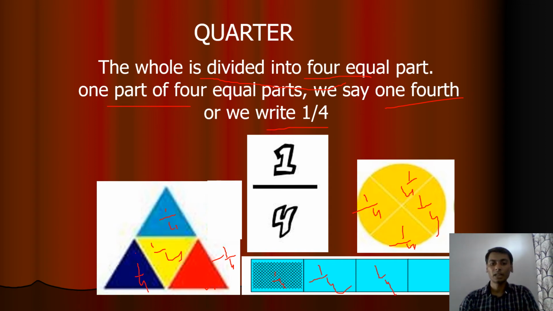When any object or any shape or anything is divided into four equal parts, and we want to write the fraction for one part, that means each part is a quarter or 1 by 4 of the whole. So in this way we can write the fraction for any object that is divided into four equal parts.